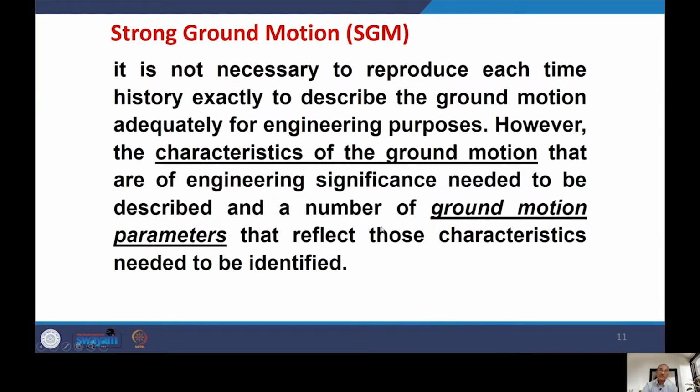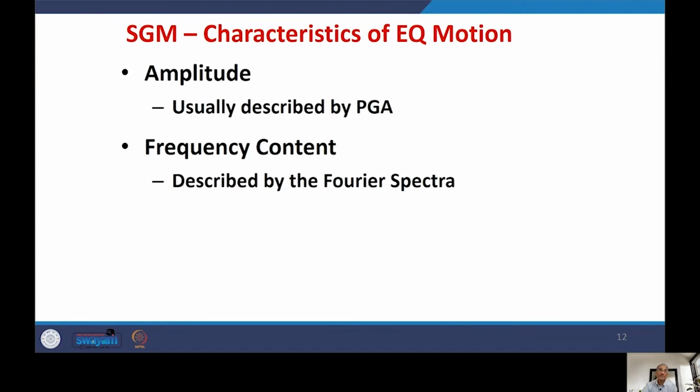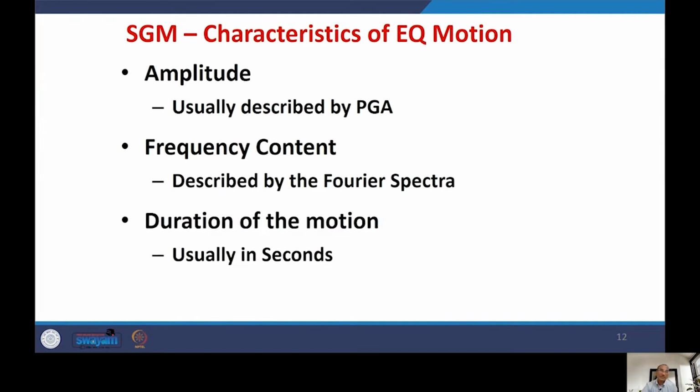So what is required? We want to have the parameters which can describe the characteristics of the ground motions, and these are normally represented by three parameters. One is called amplitude, frequency content, and duration of the motion. Amplitude of strong ground motions is usually described by PGA, or peak ground acceleration.